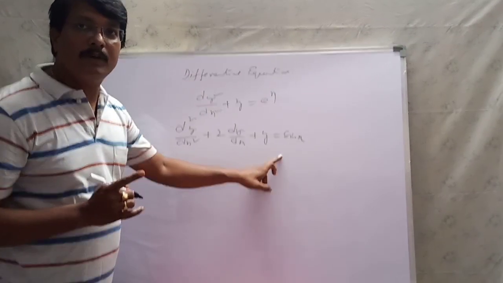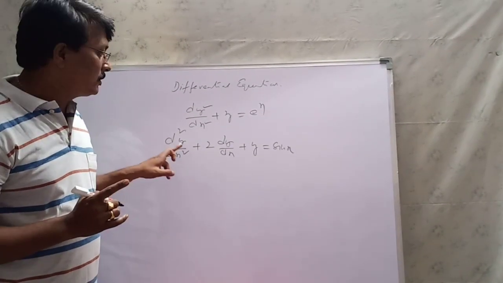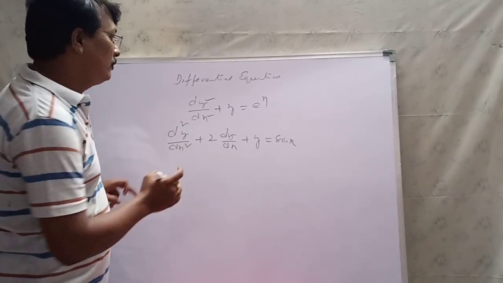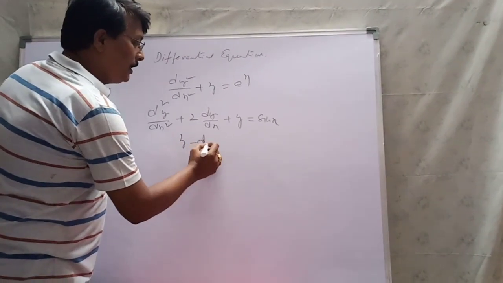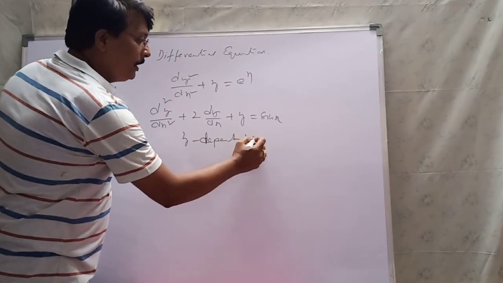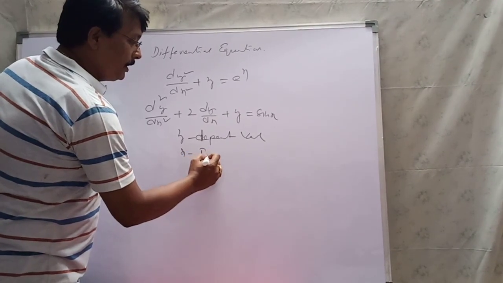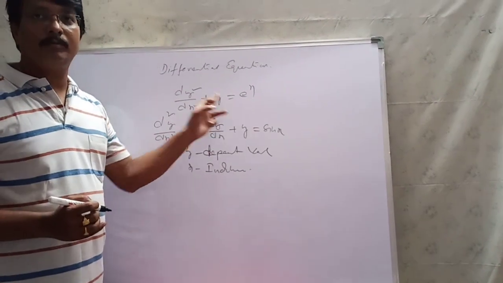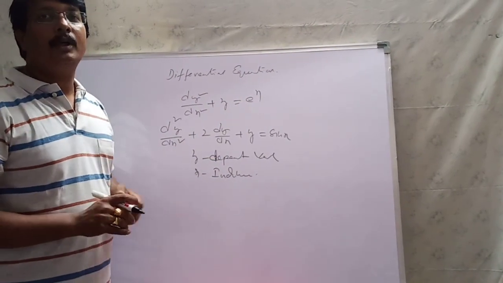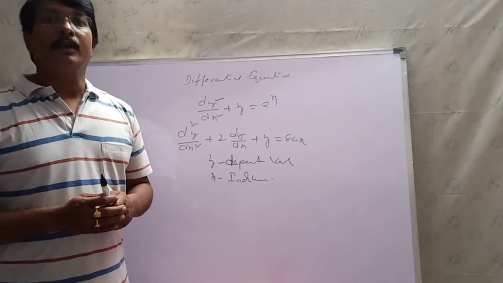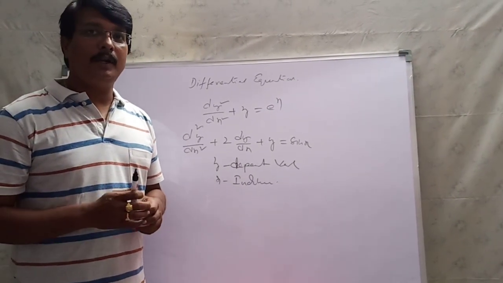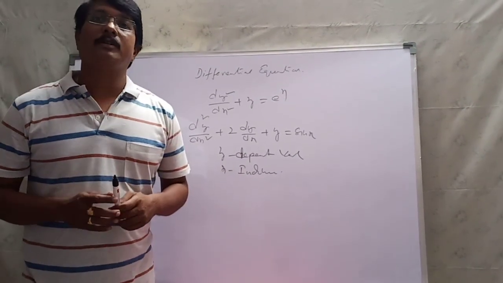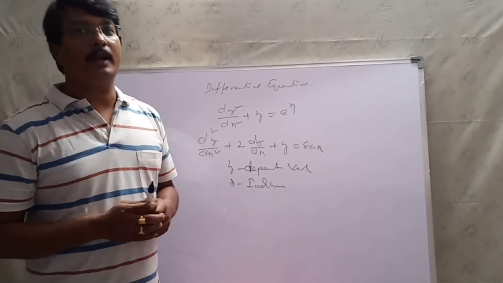So it is an equation involving two variables, dependent variable and independent variable, and its derivatives. Okay, so y is the dependent variable and x is the independent variable. So the equation is called a differential equation. So the definition of a differential equation is, it is an equation involving independent variables, dependent variables and its derivatives. Okay. Next, what types of differential equations do we have?